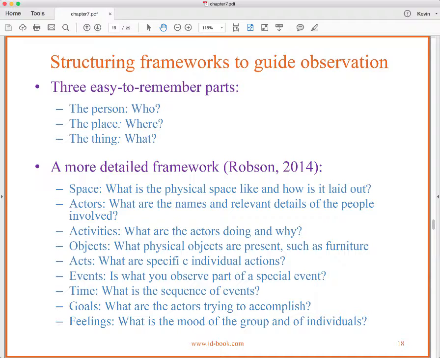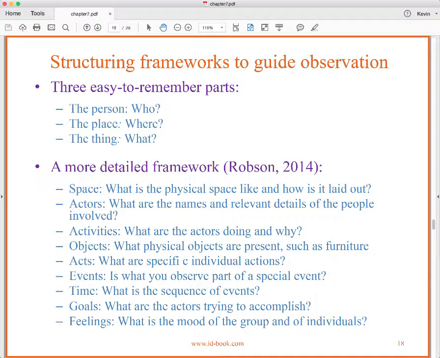And I'm trying to remember the exact framework that Robeson was suggesting this for, but as I recall, it was not just for observation related to interaction designed for digital systems.